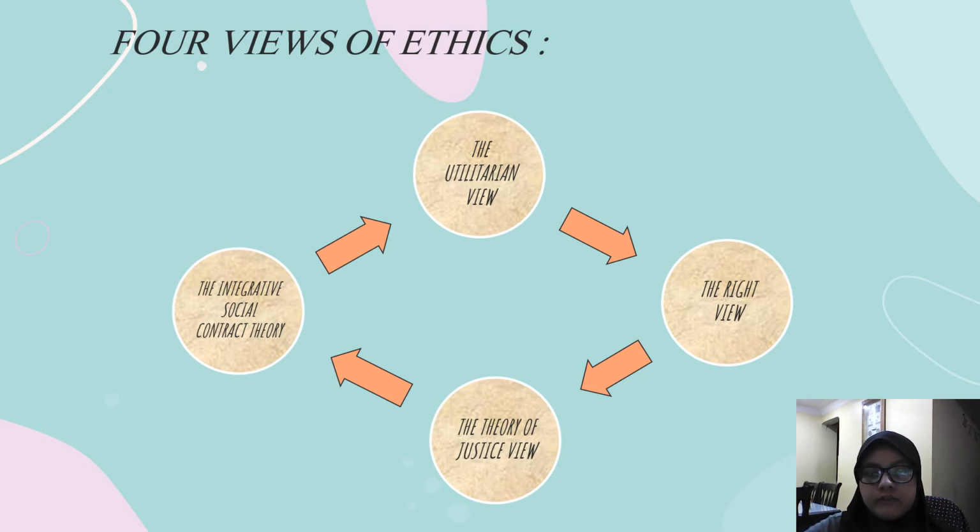The four views of ethics is the first subtopic of ethics, corporate social responsibility and decision making. As you can see on the slide, there are four views of ethics. The first one is the authoritarian view, the second one is the rights view, the third one is the theory of justice view, and the fourth one is the integrative social contract theory view.